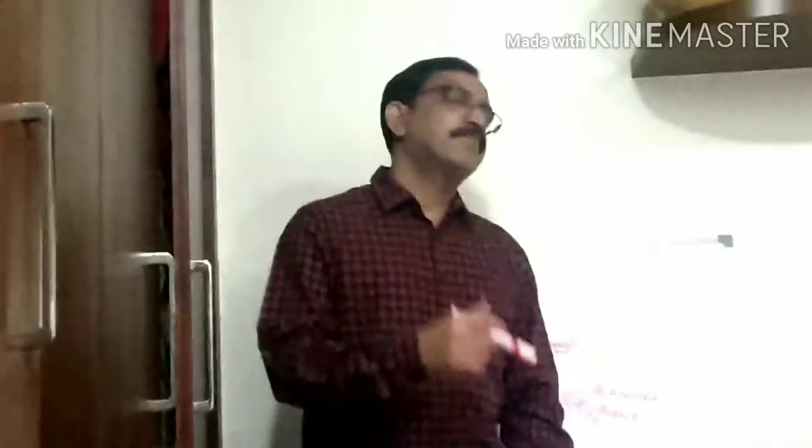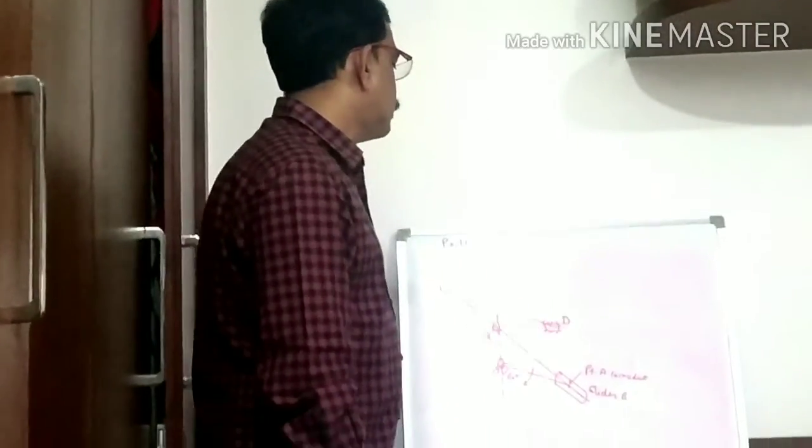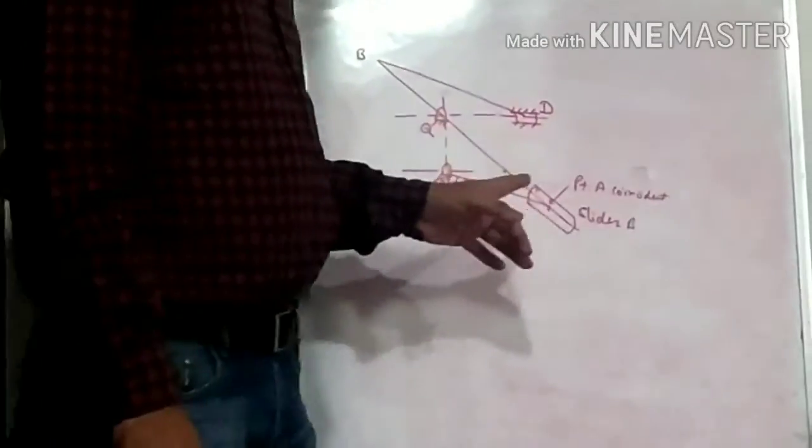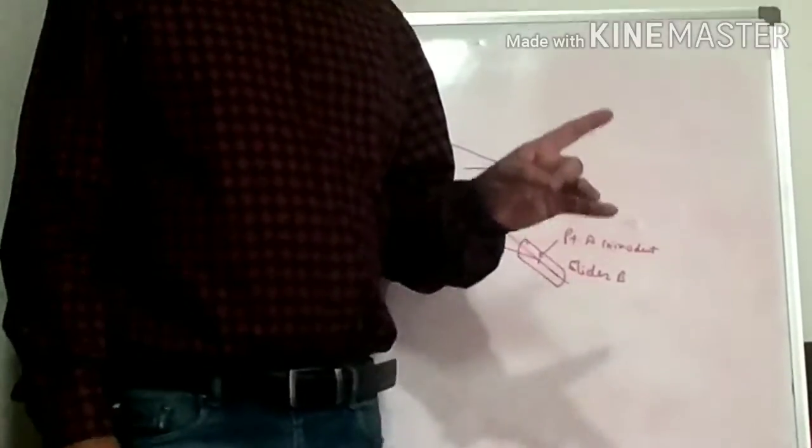Now, in the previous lecture, what we have learned is what we mean by Coriolis component of acceleration, its magnitude, and how to decide its direction. Now, in this lecture, we will solve a numerical. This numerical I have already given you on the sheet.